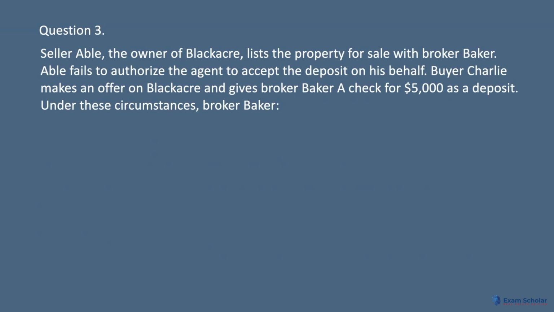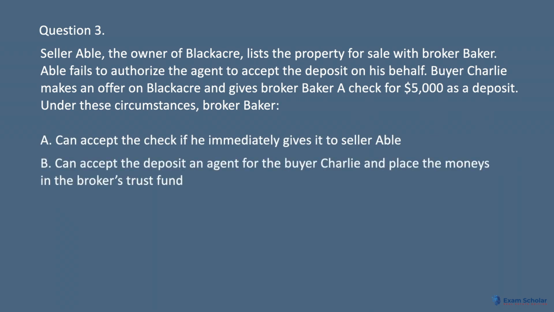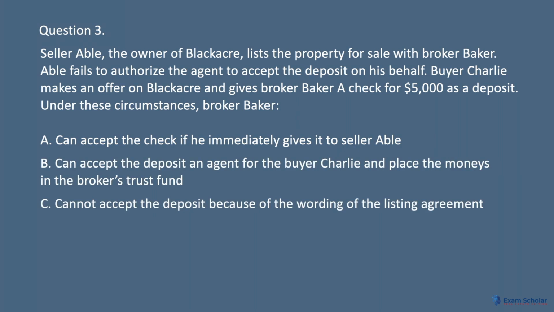Question 3. Seller Abel, the owner of Blackacre, lists the property for sale with broker Baker. Abel fails to authorize the agent to accept the deposit on his behalf. Buyer Charlie makes an offer on Blackacre and gives broker Baker a check for $5,000 as a deposit. Under these circumstances, broker Baker A. Can accept the check if he immediately gives it to seller Abel. B. Can accept the deposit as agent for the buyer Charlie and place the monies in the broker's trust fund. C. Cannot accept the deposit because of the wording of the listing agreement. D. None of the above.